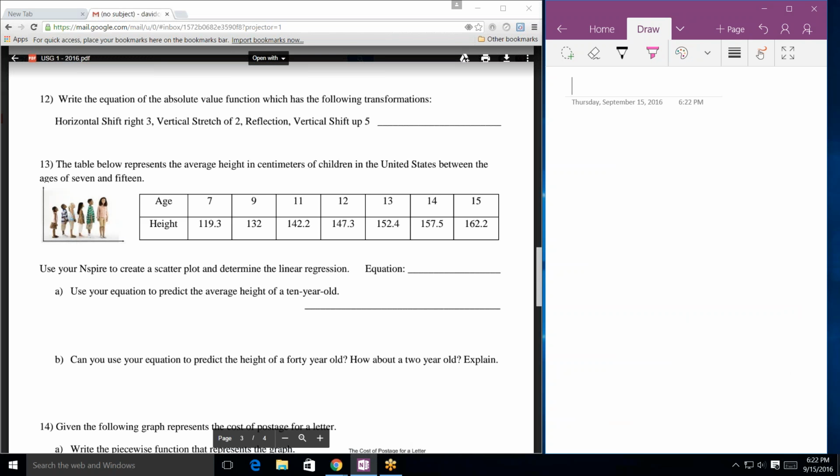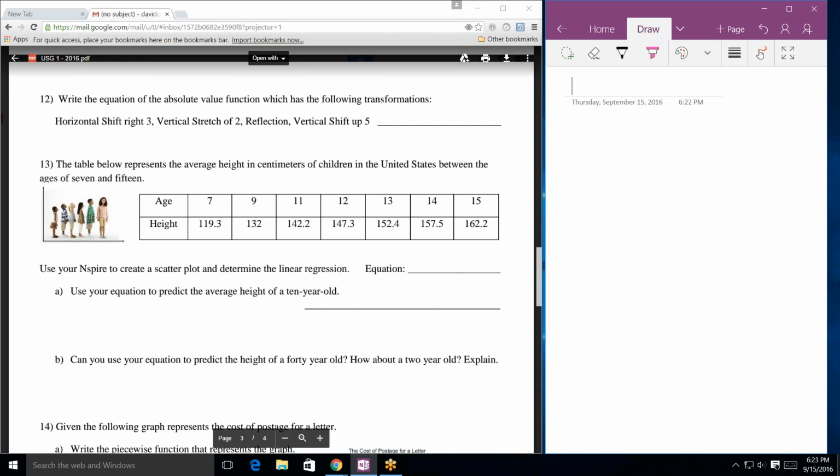You have Inspire? Yes. You know how to do linear regression on it? A little bit. Okay. Can you create a scatter plot and then put that into a graph? Well, yeah, I have an Inspire, but I've never actually done linear regression on it.